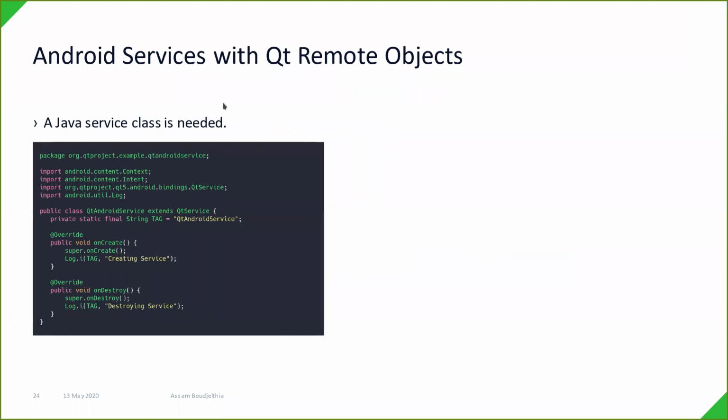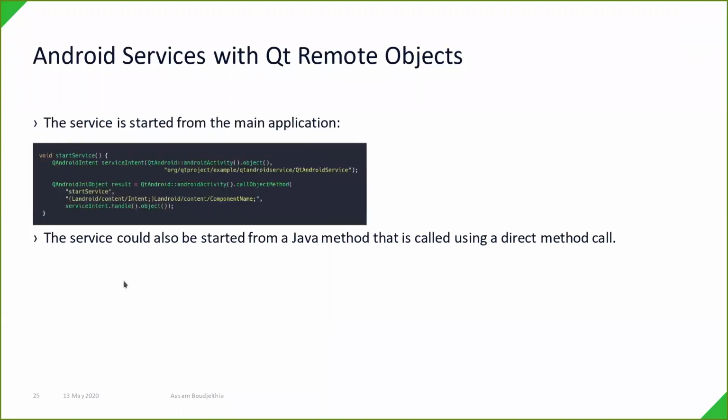Let's see an example with Qt services with Remote Objects. We will define a Java class for our service. It's just a QtService that extends QtService, and then define the default functions. Then in the main application, we need to start this service. One way is to directly create an intent for the service from C++ using the helper class QAndroidIntent, and then call the callObjectMethod to start the service using the method startService from the main Android activity, giving it the same signature and then the intent that we created. Note also that you can create Java code that starts the service and call it directly using a normal JNI call as well.